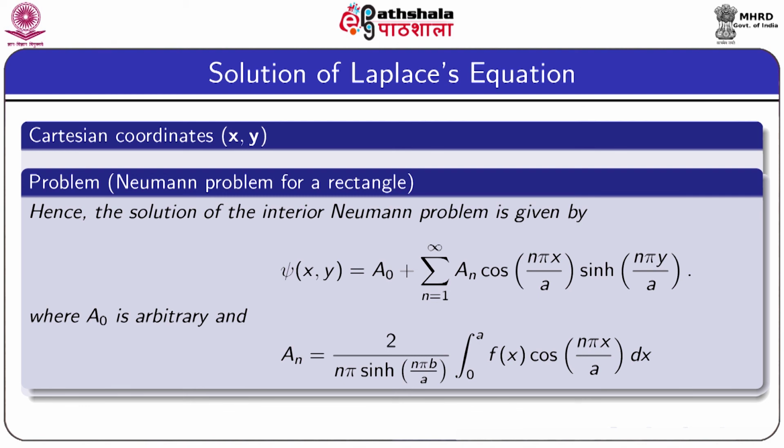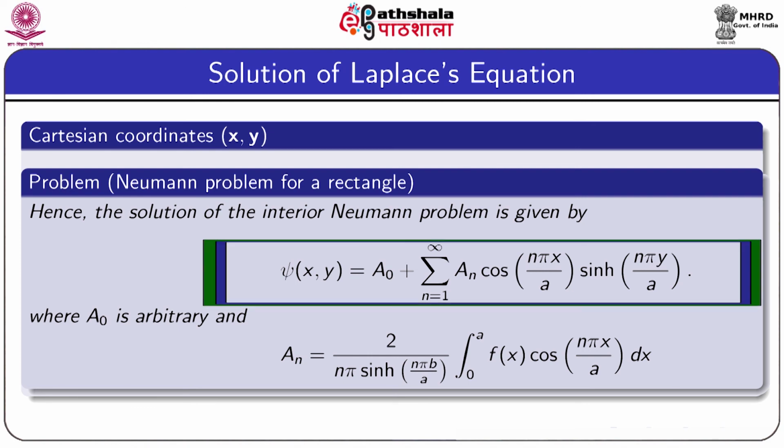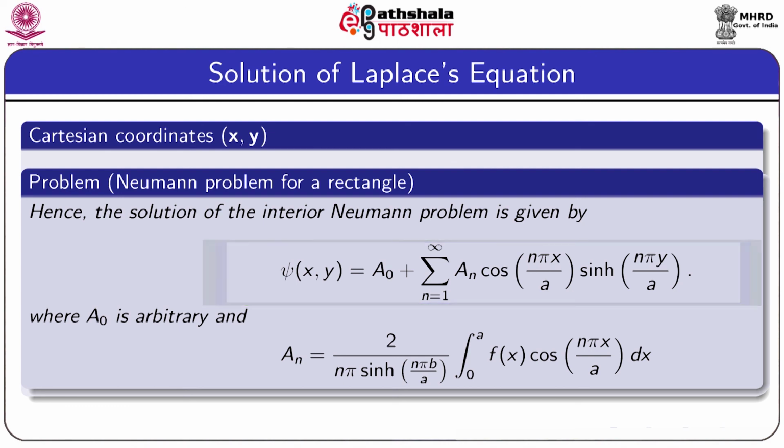Thus, the solution of the interior Neumann problem is given by psi equals a0 plus sum n equals 1 to infinity of A_n cos(n pi x by a) cosh(n pi y by a), where a0 is an arbitrary constant and A_n is given, which is written here.